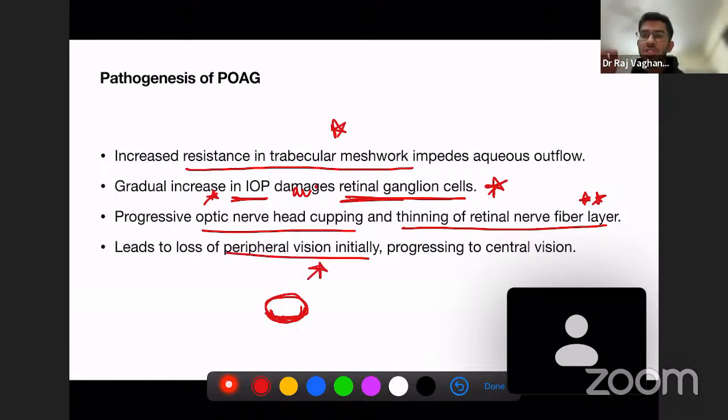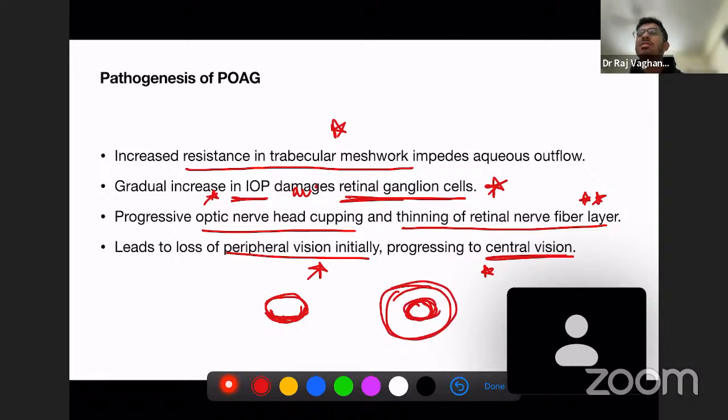So initially your peripheral vision is lost, progressing to the central vision. First your peripheral vision is lost, and after that your central vision is lost. Okay, so this was about the pathogenesis of POAG.